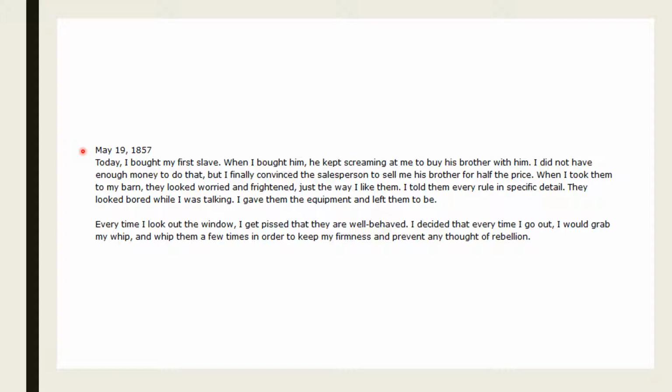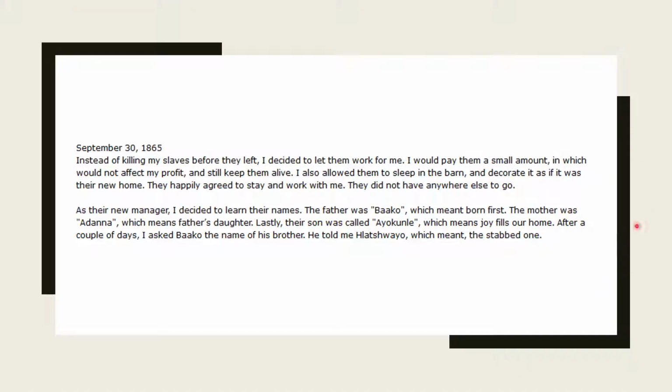So this primary source comes from a slave owner. This is a different viewpoint. One more viewpoint. This is another primary source that we can use to create this picture of these events.